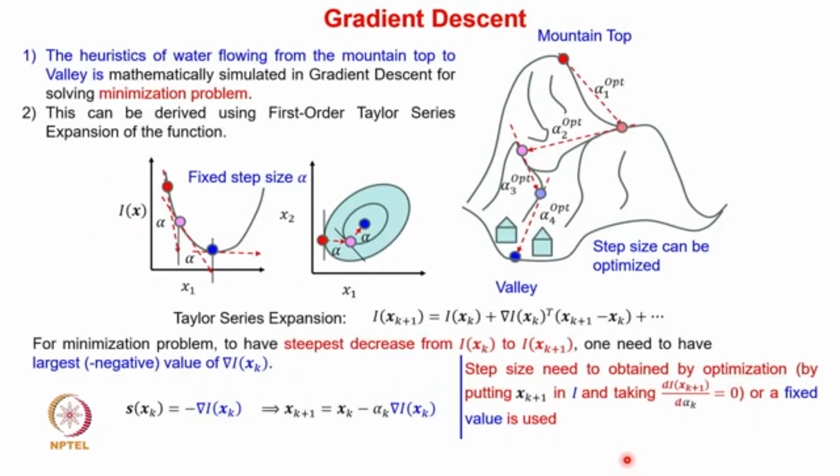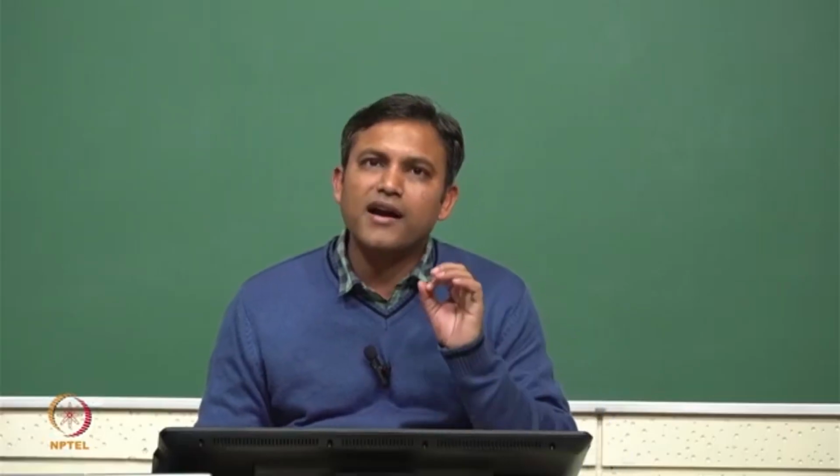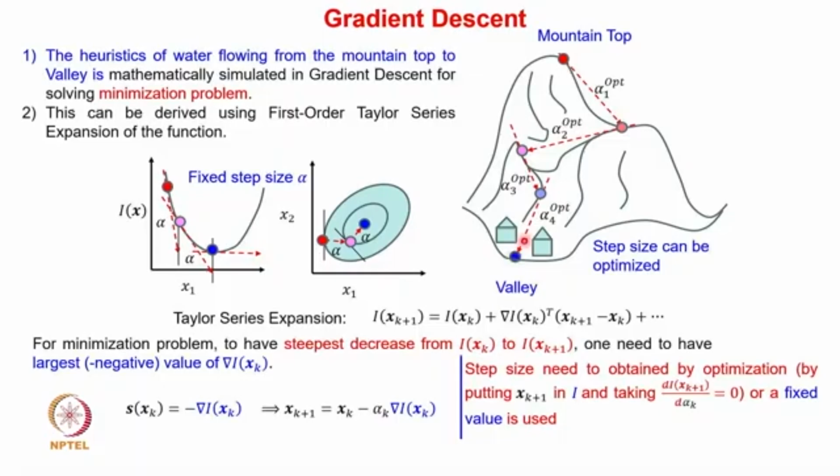Now let's look at gradient descent. This particular methodology is inspired by the flow of water from the mountain. Let's say you go mountain trekking and reach the mountain top, and then you lose your way. There are a large number of trees and you are not able to find the way out. In that case, how are you going to reach the valley?